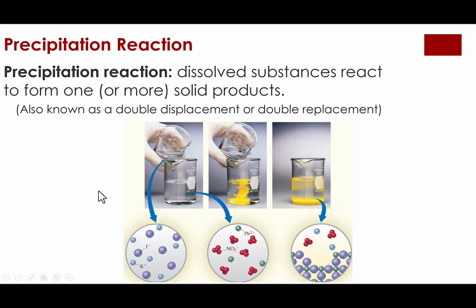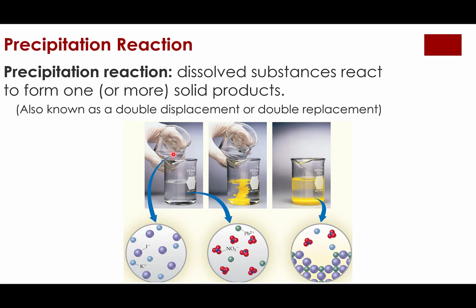A precipitation reaction is defined as dissolved substances reacting to form one or more solid products. What this is going to look like is we're going to have two aqueous solutions, two solutions that have some sort of compound dissolved, so you can't see it. In this first picture, we've got a beaker on the bottom that looks like just a clear liquid, but really what is in there is a compound that's dissolved. Then we have this other beaker on the top, again looks like a clear liquid, but it is actually a compound dissolved in that clear liquid.